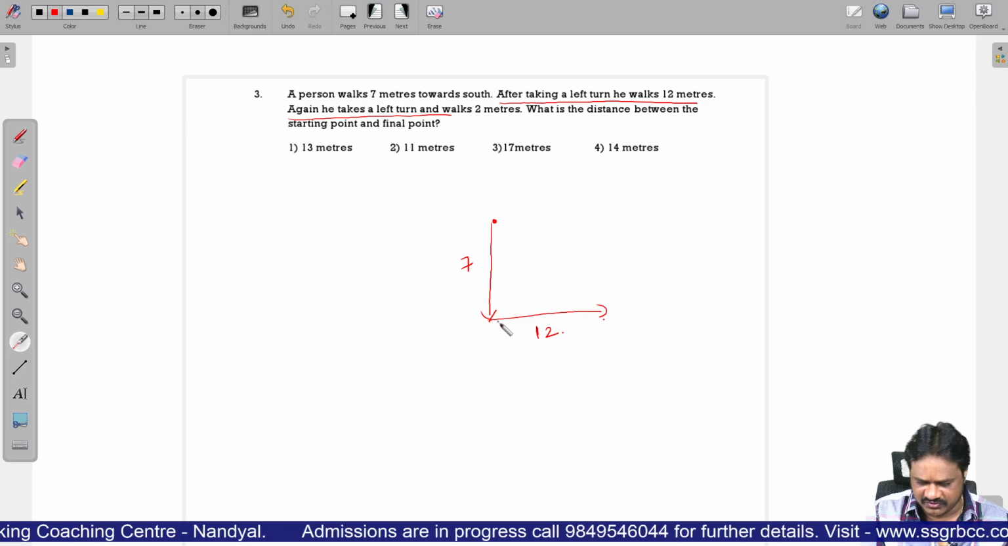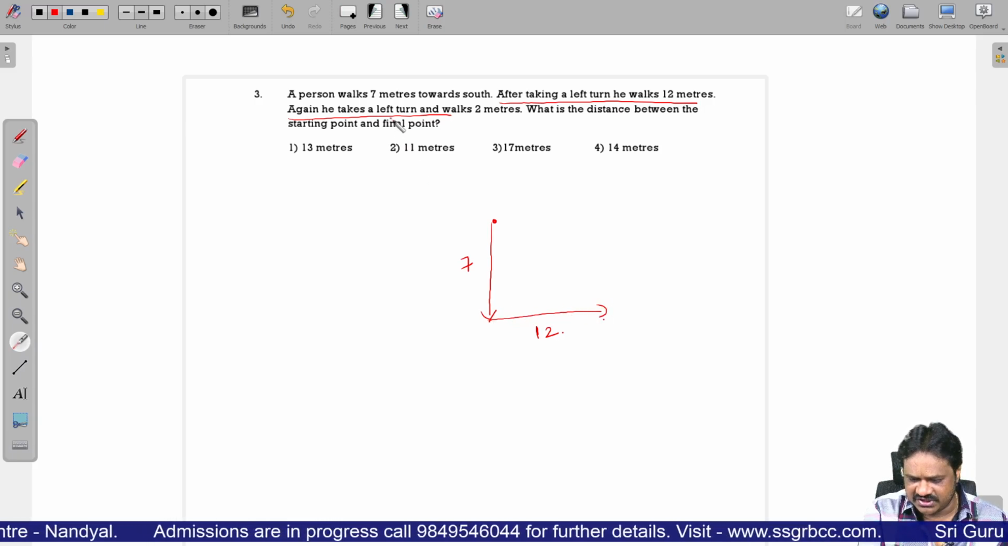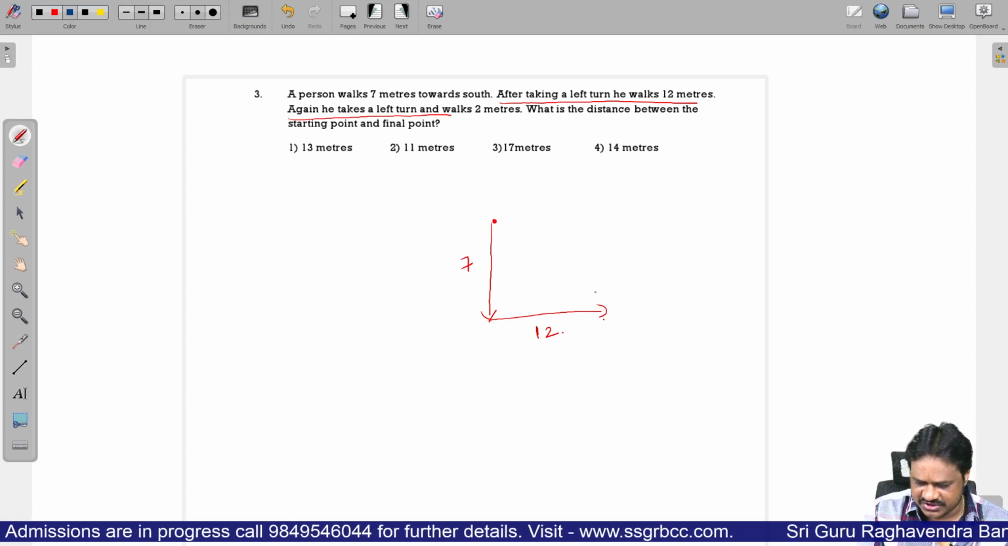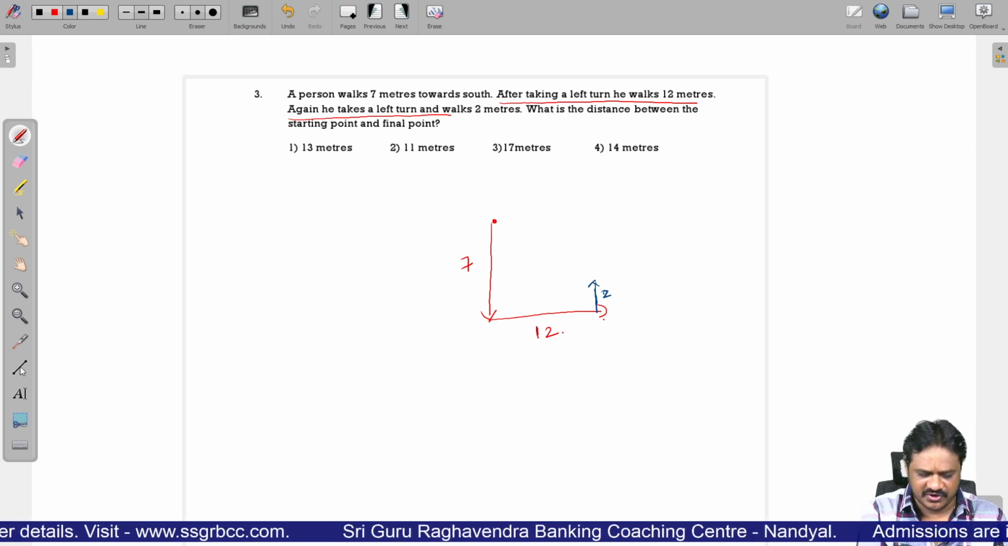Here you have to observe one thing. This person is east facing. East facing person taking left means, as I already told, moving to the north. Now this is north direction and he is walking 2 meters. Now the question is, what is the distance between the starting point and final position?